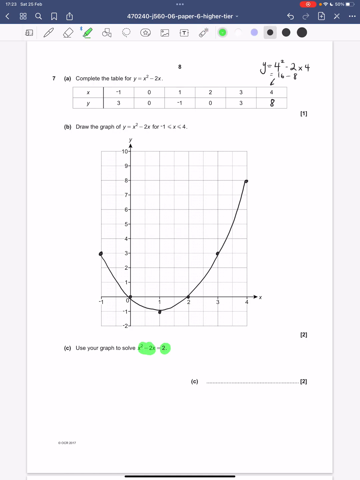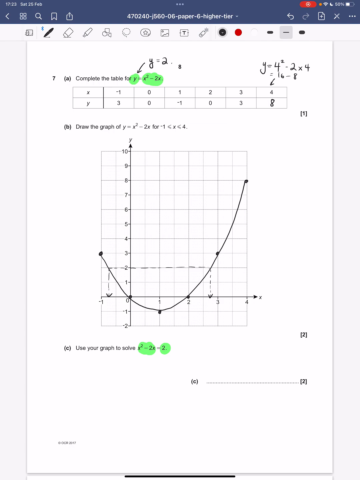Use your graph to solve x squared minus 2x is 2. So x squared minus 2x is 2. If we look here, we need y is 2. So we go up, this is the y-axis here. So we go up to the 2. And then we read these off. Okay, because these values of x, whatever they are, they're going to give us a height of 2. And that's the y coordinate, and that's what we want, the 2 there.